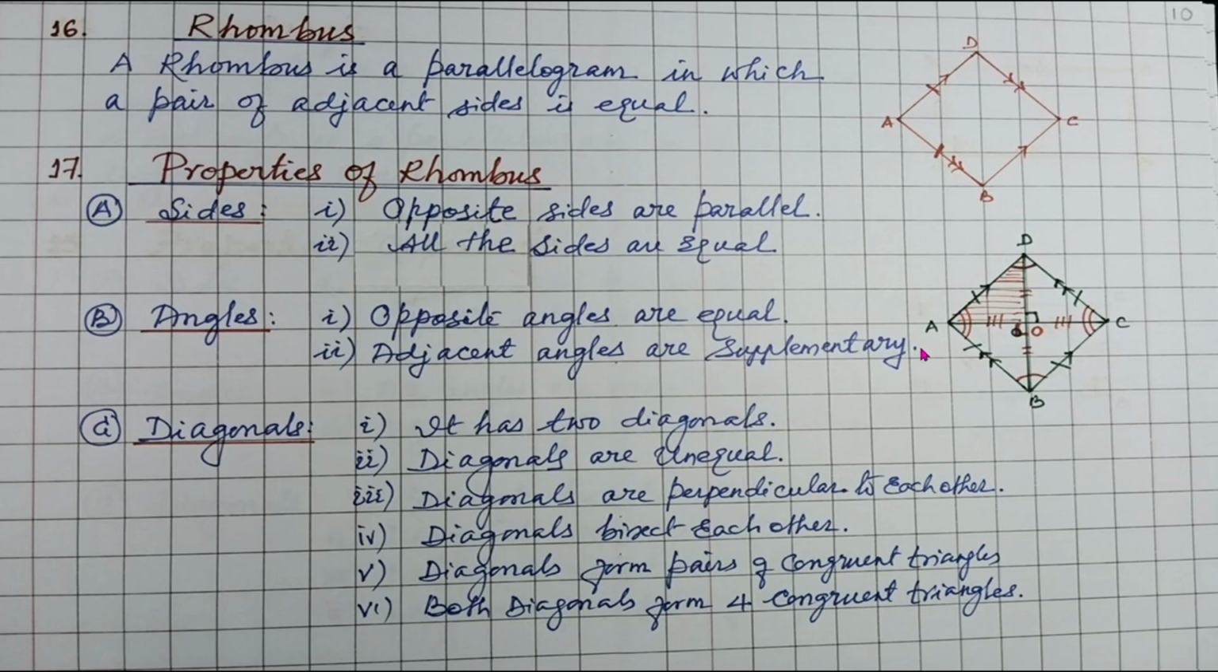In terms of diagonals, it has two diagonals, AC and BD. Diagonals are unequal. That means AC is not equal to BD. Diagonals are perpendicular to each other. That means AC is perpendicular to BD. Diagonals bisect each other. That means O is the midpoint of both the diagonals AC and BD, and diagonals form pairs of congruent triangles. Please remember this. The diagonals divide this rhombus into pairs of congruent triangles, and both the diagonals form 4 congruent triangles here. So the triangle AOD, triangle COD, triangle AOB and triangle COB are congruent triangles.